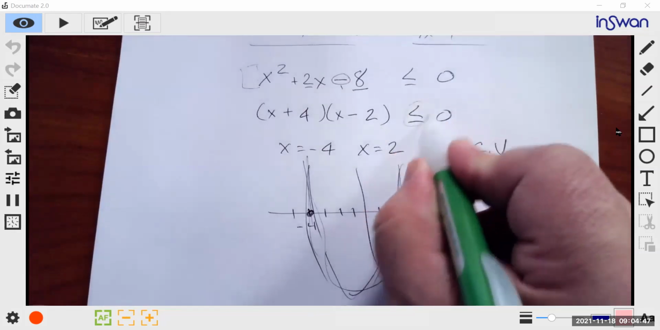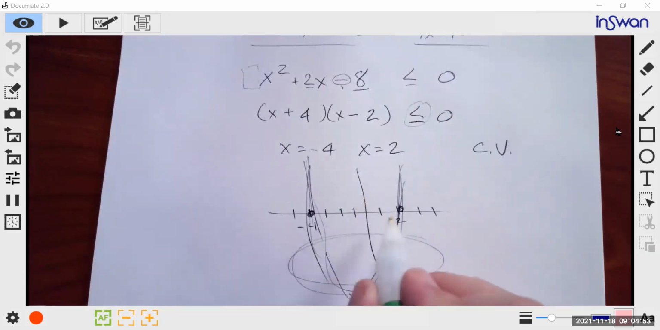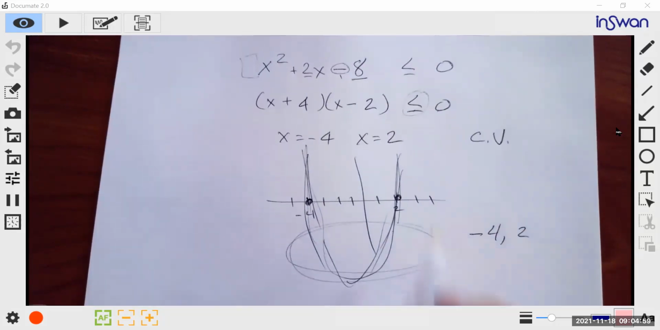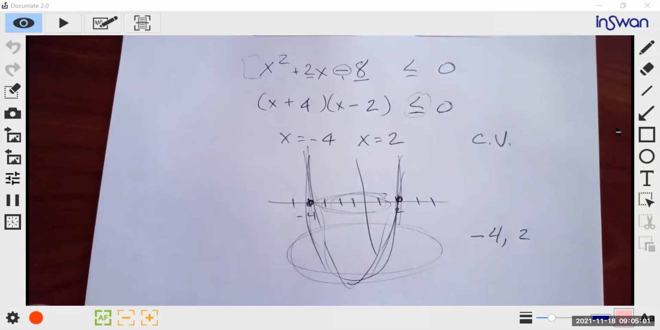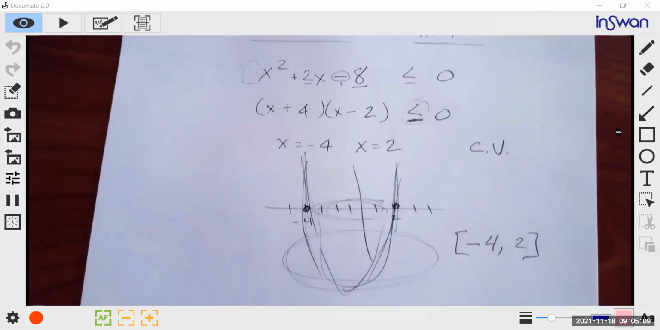We only want the part that's less than 0. We're only interested in this part, from negative 4 to 2. We only want these x's. We want the part of the graph that's below the x-axis. Since it's equal to, I use brackets.